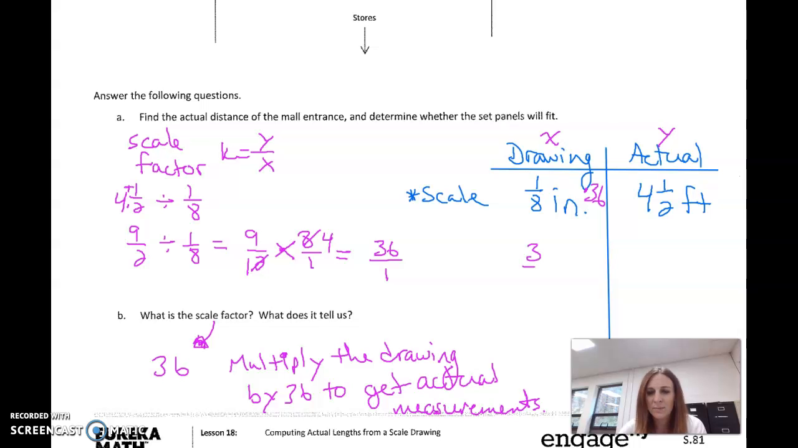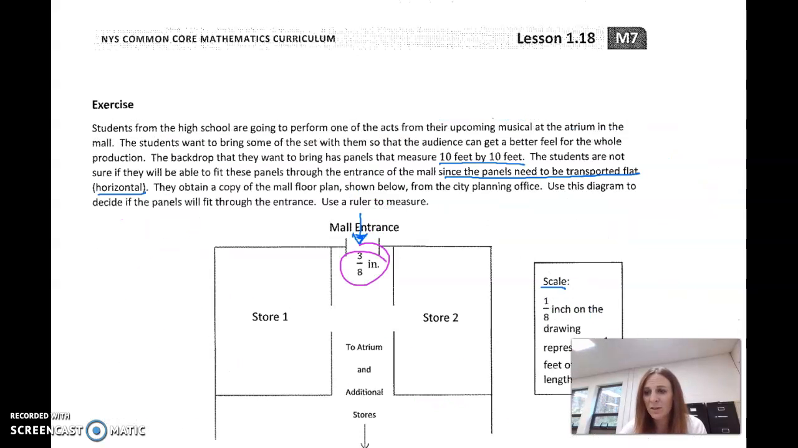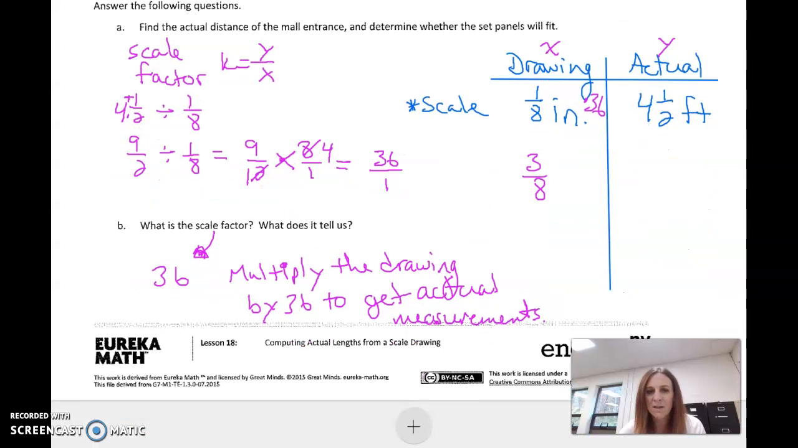So 3/8, what does that correspond to? Well, let's figure it out. All right, so I should have left more room. Sorry. Let's make that shorter. Okay. So I'm going to take 3/8 and I'm going to multiply it by 36 over 1. 3 and 1 have a common factor of 1. 8 and 36. Well, 4 goes into 8 2 times. 4 goes into 36 9 times. And I'm left with 27 over 2.